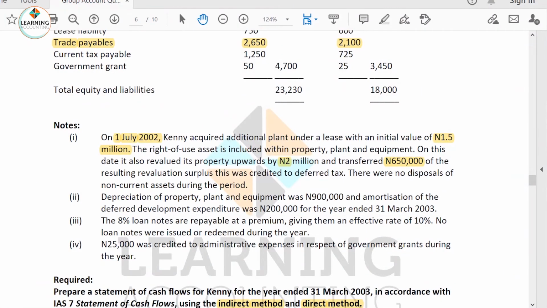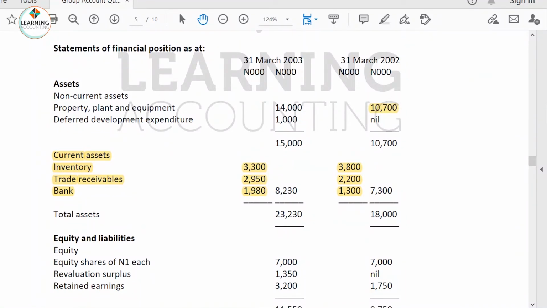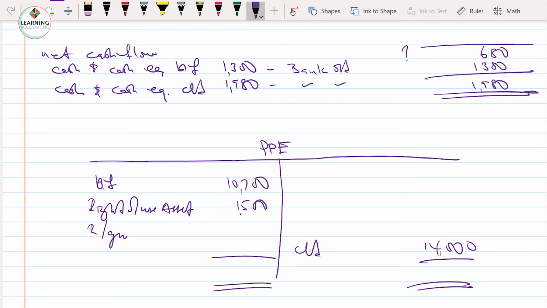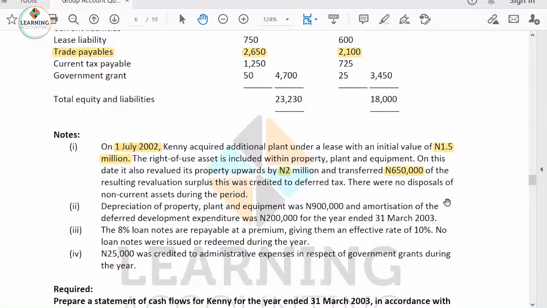Okay, so let's pick up the information we have there in the financial position. We have 10,700 and 14,000. There's a right of use asset of 1.5. Also revaluation gain of 2,000. Other than that, what else do we have? I think that's all we got in that first paragraph.